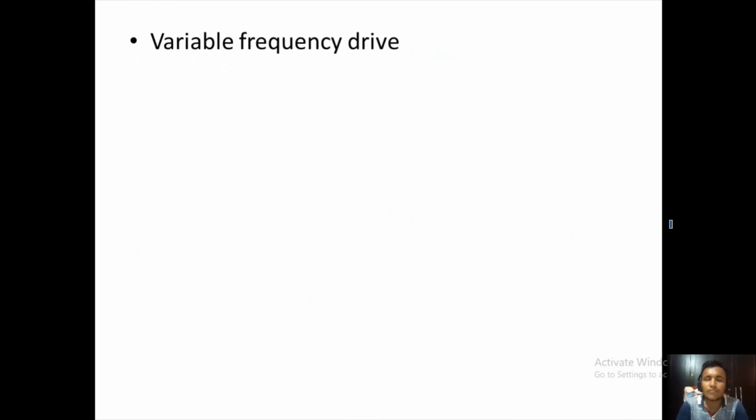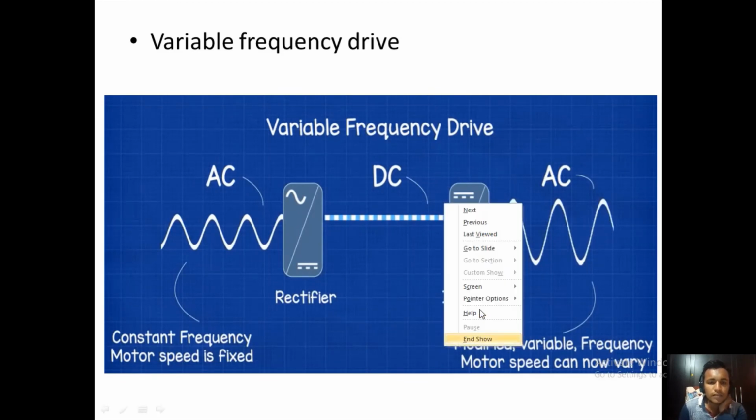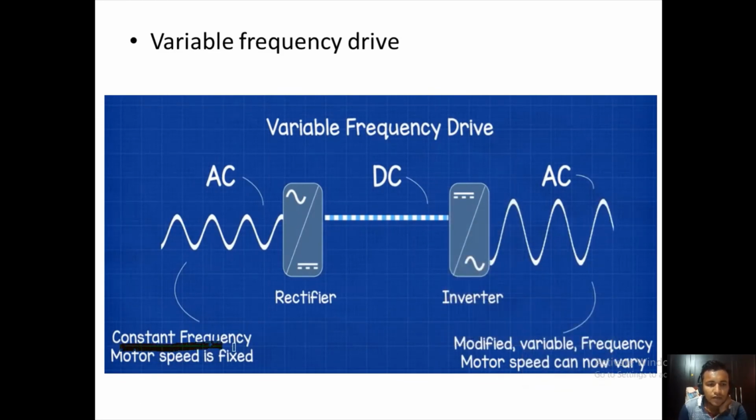And the variable frequency drive we have already discussed, that is three-phase AC motor speed control. You can see here we have a constant frequency motor speed drive. So here the signal is the AC supply, and AC is converted into DC by a rectifier, and this DC is given to the inverter. So the inverter converts DC into AC. So here is a constant frequency, but here we can get a modified and variable frequency. So here the frequency is like this, and here you can see the frequency is like this. That means in a variable frequency drive, you can use an inverter circuit.